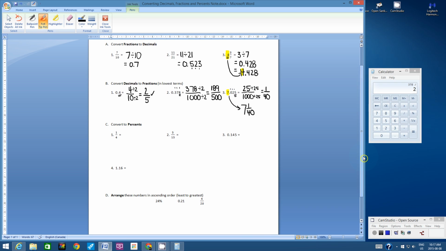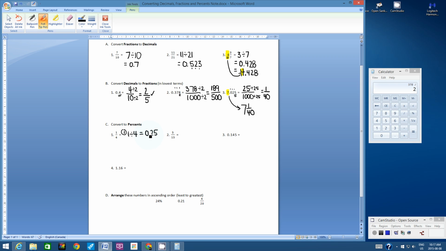Let's go on to section C, converting to percents. Okay, so when we start with a fraction, we have 2 steps. The first thing we're going to do is convert the fraction to a decimal. So let's put a little 1 here for step 1. So 1 divided by 4. We're going to use the skills we learned in section A, converting a fraction to a decimal. So 1 divided by 4, if you check on your calculator, or if you can do that mental math, is 0.25.